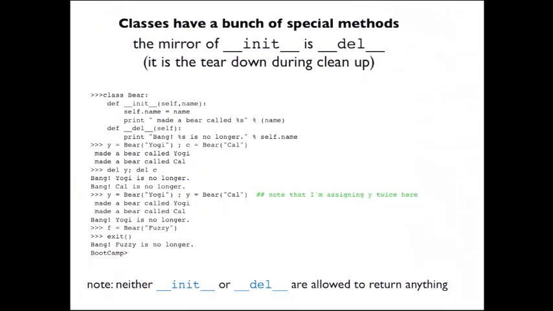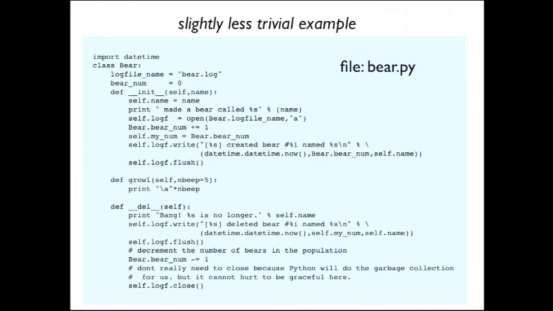So importantly, init and del are not allowed to return anything, okay? And that's just required. These are special methods. And when you actually create a class, if you have a return statement inside of your init, Python will complain at you and essentially not effectively compile that class for you.